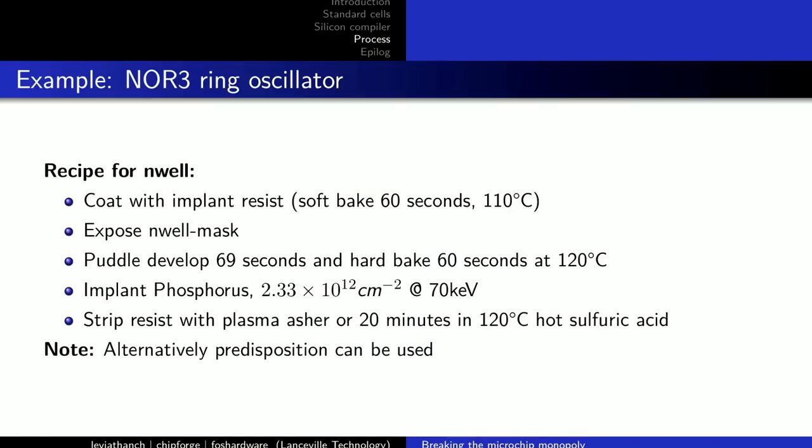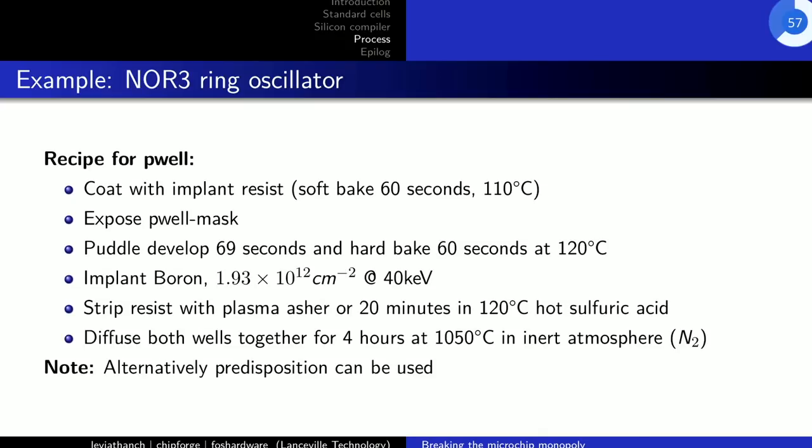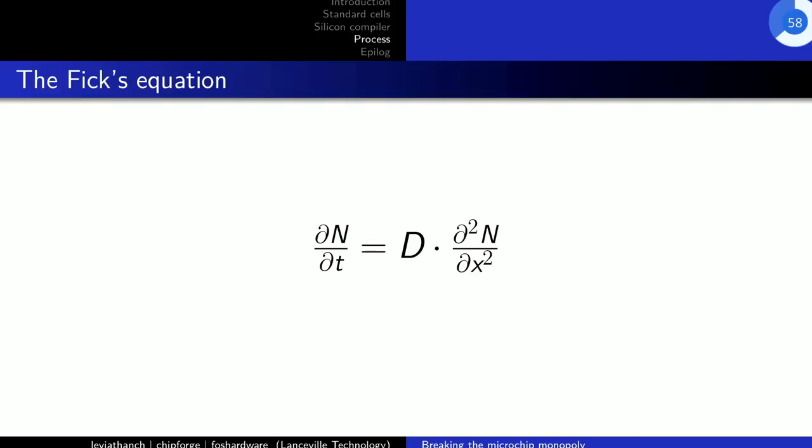So the recipe is easy. First coat, expose, implant, and then resist strip. Same for the other, for the P-well. And after the resist strip, you can put it into a diffusion furnace in inert atmosphere for like 4 hours. So where does the 4 hours come from? We have Fick's equation.